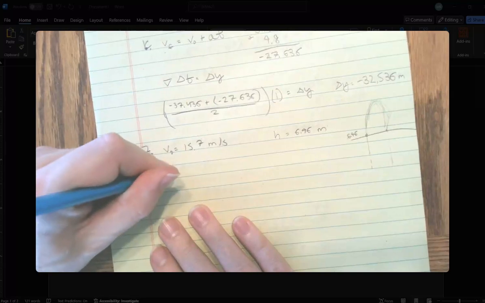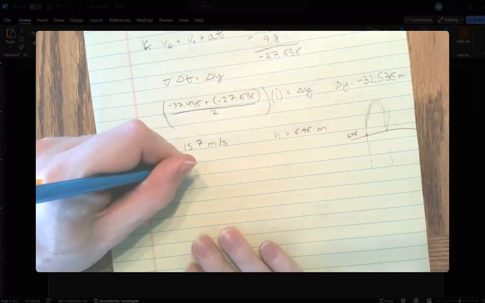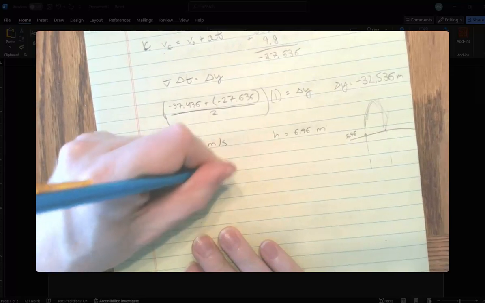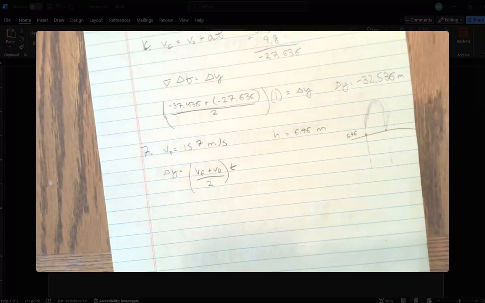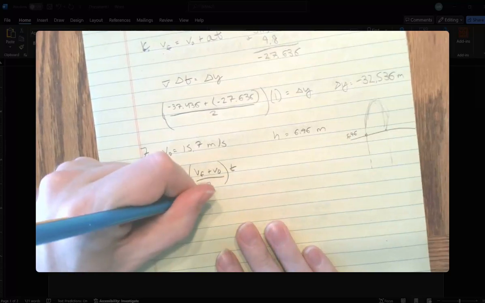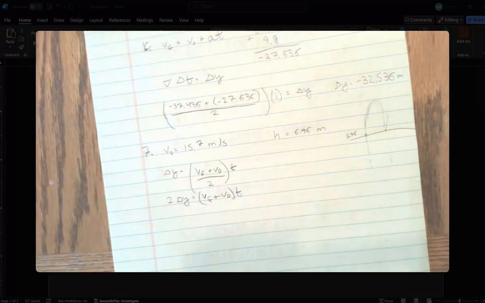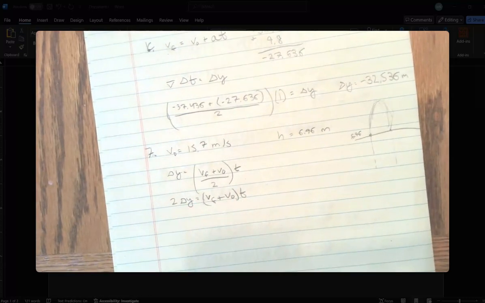Okay. So again, my change in displacement is equal to my average velocity, so that's v final plus v initial over 2 times my time. I've used that in the previous questions. So multiplying by 2, we have 2 times delta y equals vf plus v naught times t. Unfortunately, in this case, I don't know time and I don't know my final velocity. That's the one thing that makes this question trickier than the previous ones.